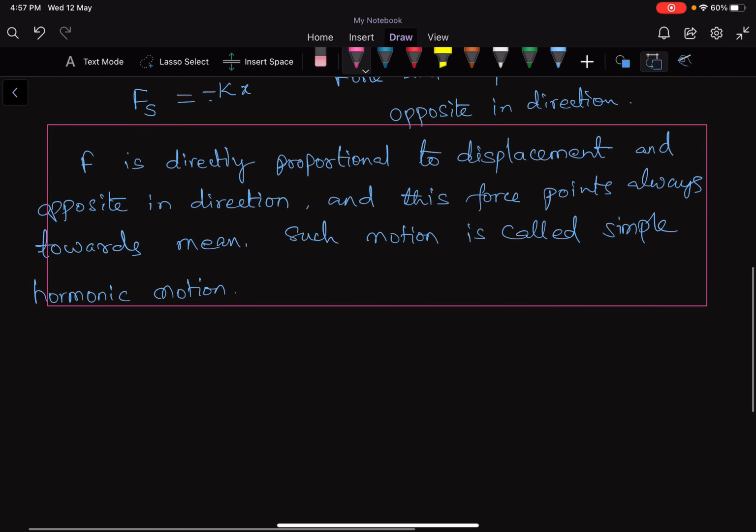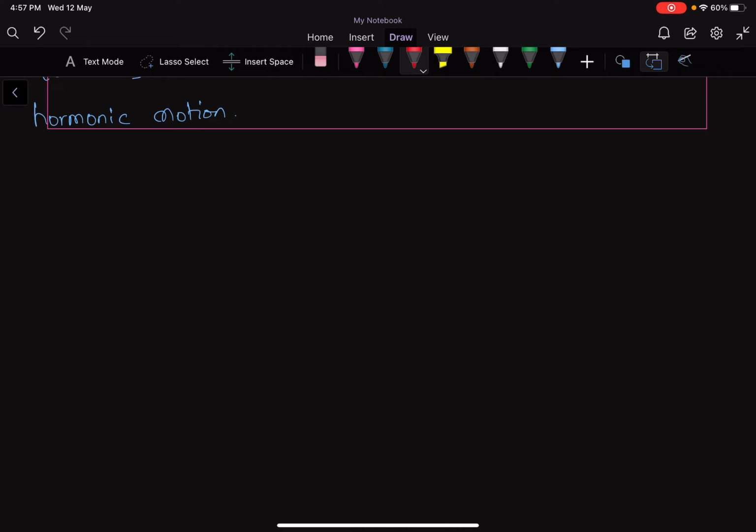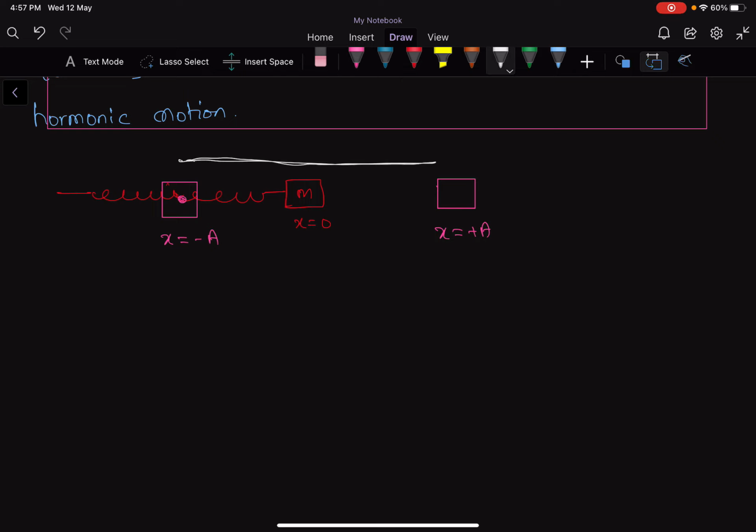Okay. Now, we have discussed already, this is nothing but when a spring mass system is there. Let this be the mean position, x equal to 0, and this spring mass system is oscillating between x equal to minus a and x equal to plus a. It is oscillating like this.